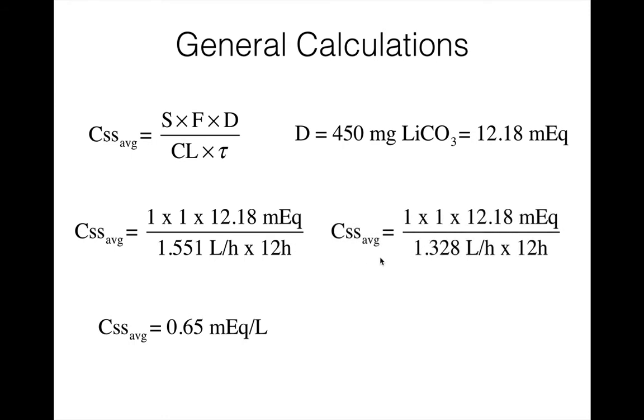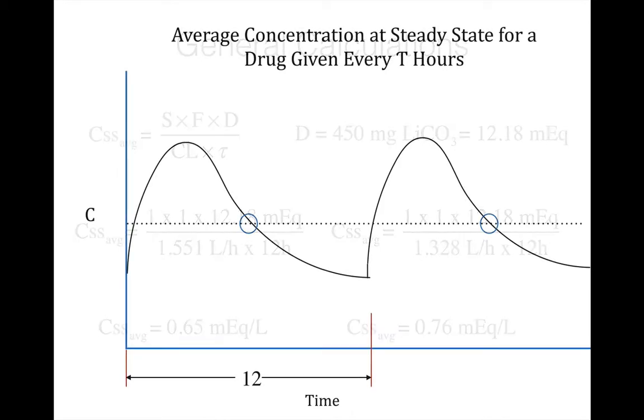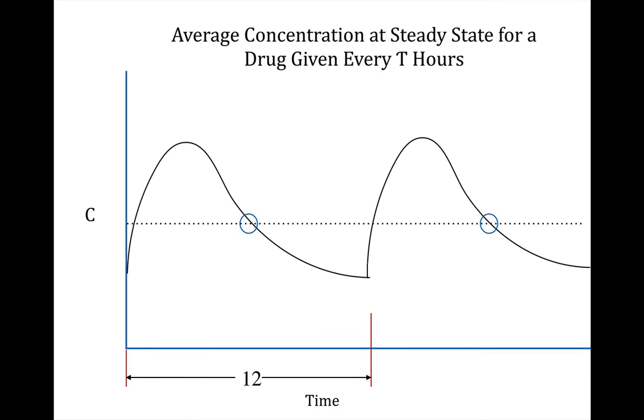With the other method, the only difference is that the clearance is slightly less at 1.328, giving us a predicted CSS average of 0.76 milliequivalents per liter. Let's look at that on a graph. If this is our CSS average, about halfway between the peak and the trough, the first method predicted a CSS average of 0.65 and the second 0.76 milliequivalents per liter.